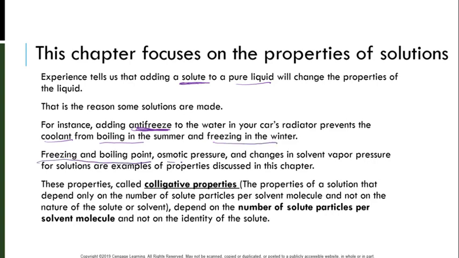Freezing and boiling point, osmotic pressure, and changes in solvent vapor pressure for solutions are examples of properties that are discussed in this chapter. Those are called colligative properties: the properties of a solution that depend only on the number of solute particles per solvent molecule and not on the nature of the solute or solvent.